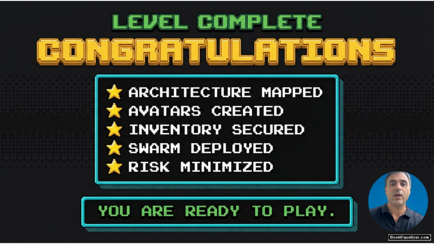This is how you multiply traffic without multiplying costs. This is how you win the Amazon ads game. Go unlock multiplayer mode. I'll see you in the next level.